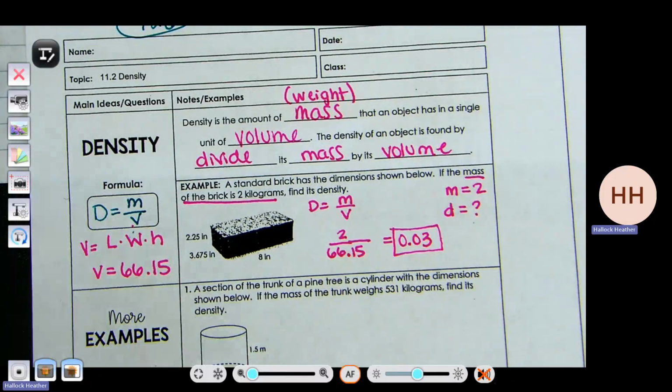Okay. So it's going to usually be a really small number because you're taking this big volume and then you're basically figuring out how much each little square inch in that object weighs versus the whole weight.